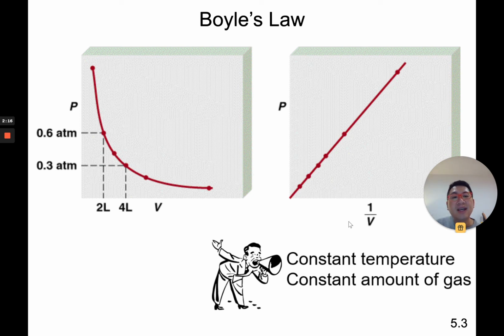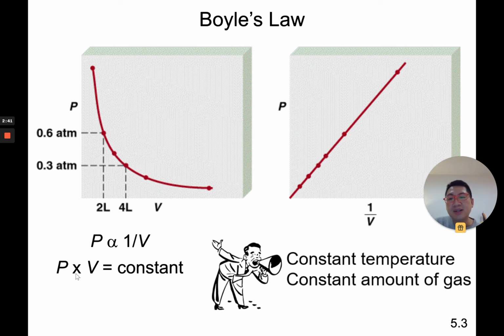Or you can say, as 1 over the volume increases, the pressure goes up. The inverse of one of them goes up, then the other one goes up. That's what it means by inversely proportional. Sometimes it's written like this: P is proportional, this little fish-like symbol just means proportional to, to 1 over volume.